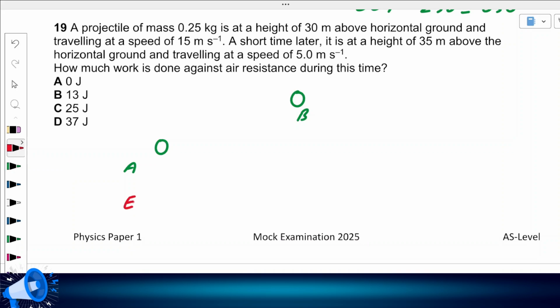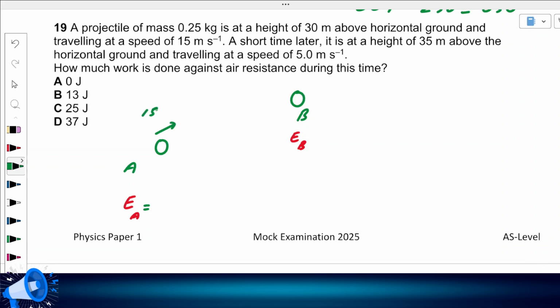So the total energy at A should be equal to the total energy at B. If they are not equal, the energy at B is less. It means that energy is wasted to overcome the friction. Now what is the energy at A? The energy at A would be the sum of kinetic energy because it's moving, plus the GPE because it's at a specific height also. So what is the speed at A?